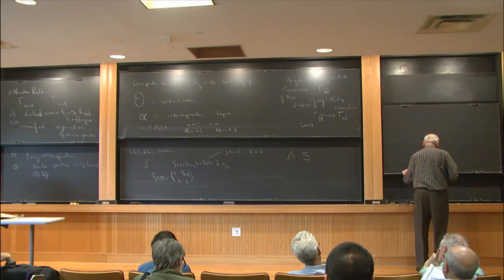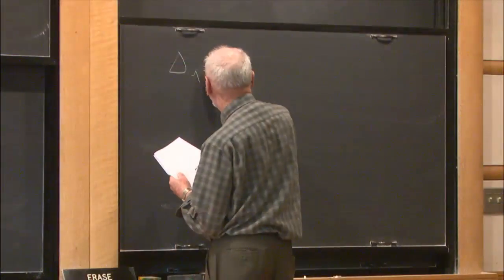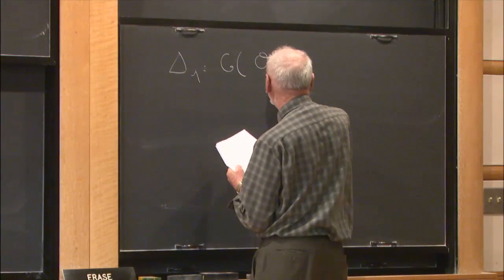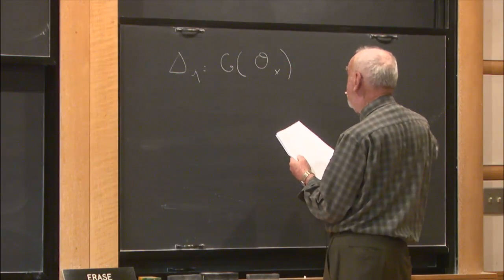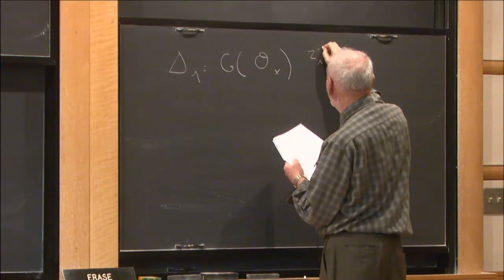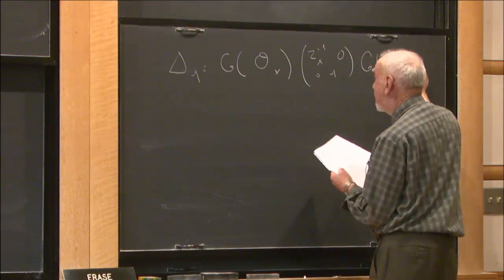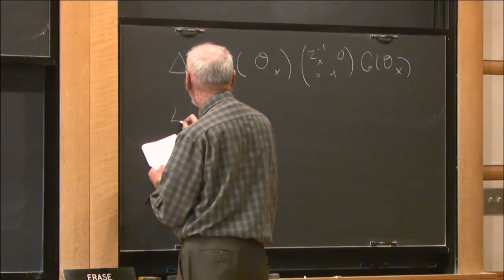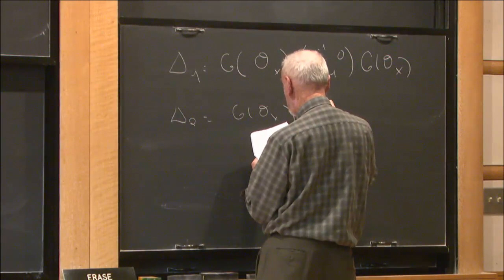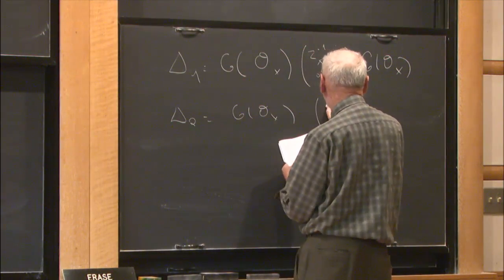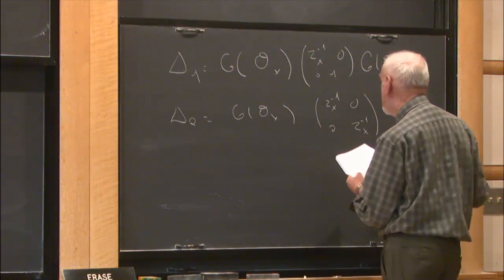So there are two Hecke operators. Well, there are more. So X is a point. O of X are the integral elements, the things given by formal power series. Z_X inverse, 0, 0, 1. G of X. This is one, and the other one is delta 2. G of O_X.